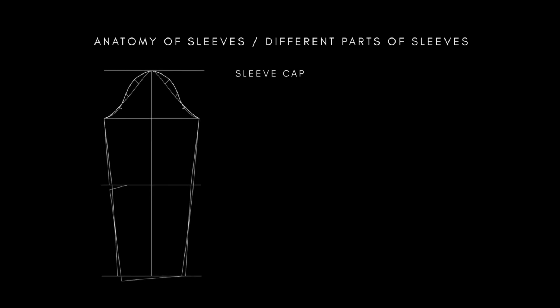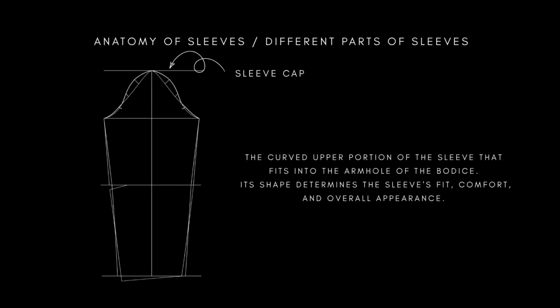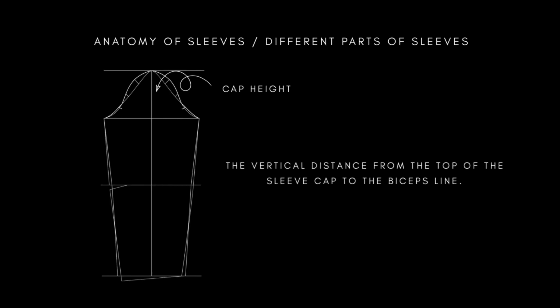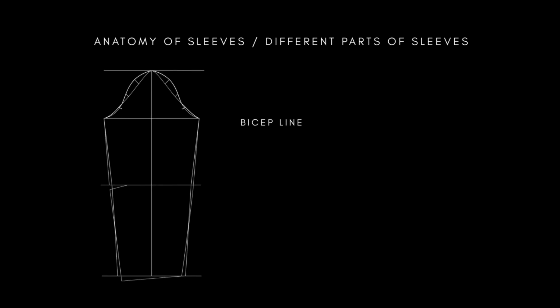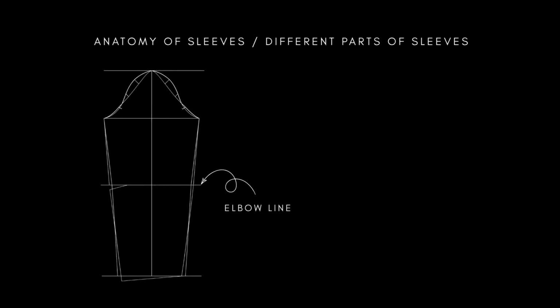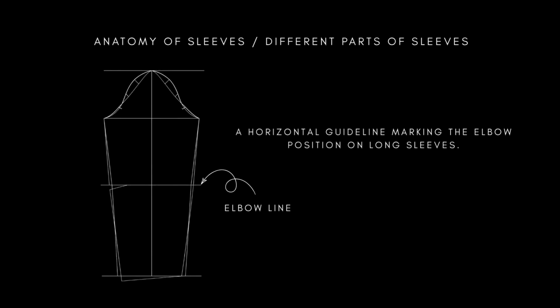The very first one is the sleeve cap. Sleeve cap is the upper curved part of a sleeve that fits over the shoulder. Cap height: the height of the sleeve cap measured from the top of the sleeve cap to the bicep line. Bicep line: it is the line at the fullest part of the upper arm. The sleeve width is measured at this line. Elbow line: located at the elbow level for shaping and comfort.